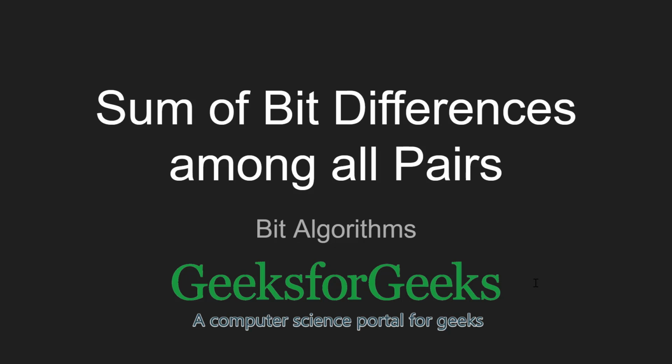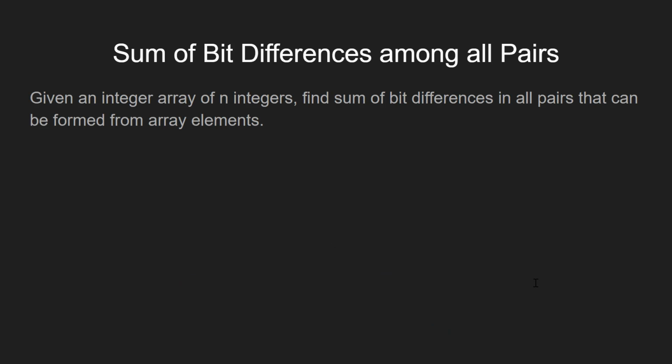In this video, we are given a problem that is to find the sum of bit differences among all the pairs. The problem says that given an array of integers, we are required to find the sum of bit differences in all the pairs that can be formed from the given array.